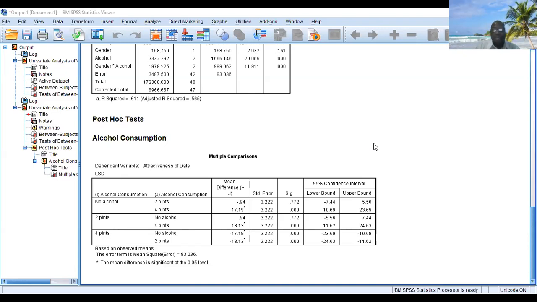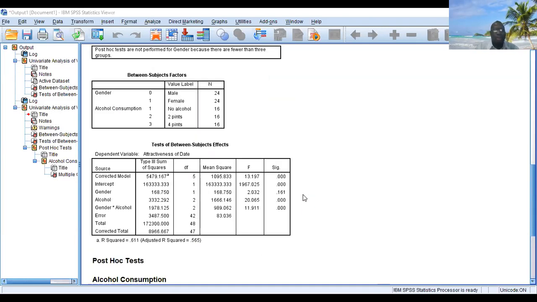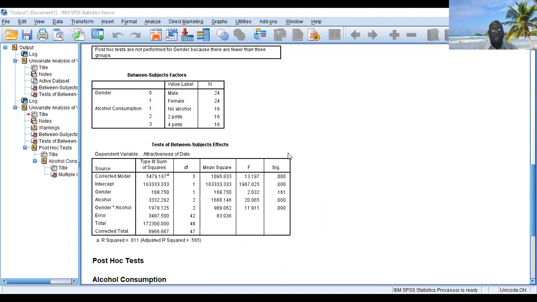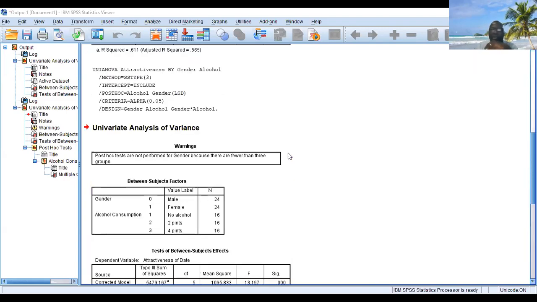Look at the value here. Look at the significance. And this one. Can you see now? Now the 2 pint. No, this is LSD, this is not LSD. This now is post hoc. And the contrast is not there. Scroll down, maybe the contrast is at the end.